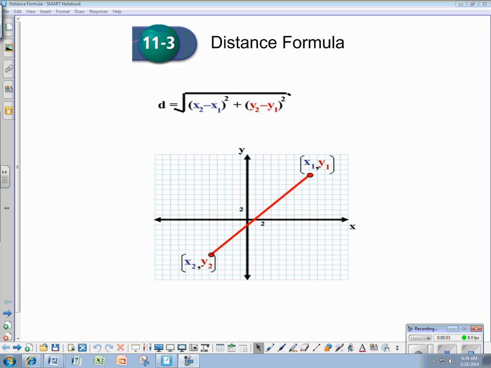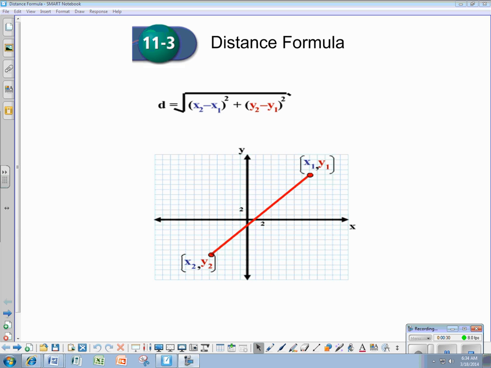All right, today we're going to be going over the distance formula. Now, the distance formula is just a formula used to find how far two locations are from each other. So the distance formula is given to you at the top of the screen here. It's d equals the square root of x2 minus x1 squared plus y2 minus y1 squared.